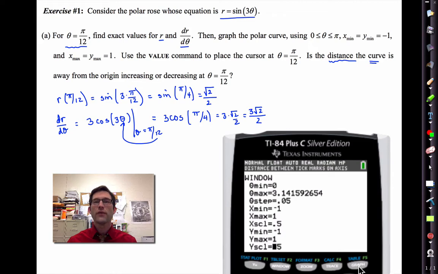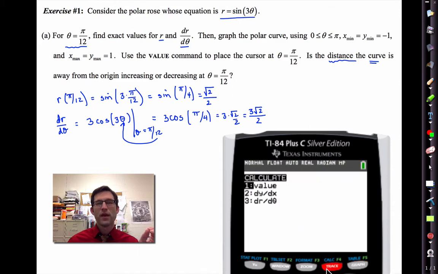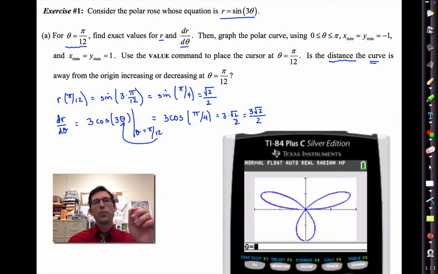Okay, let's hit graph. Now obviously it traces out the whole curve, but what we're curious about is what's going on at pi over 12. So what I'm going to do is hit the calculate button on my calculator, and go to value. What value does in general is when you put in a value of the independent variable, it will put the cursor at that point in the graph, and it'll tell you what the coordinates are. So if I put pi over 12 in for my value, it puts me right there on the graph.